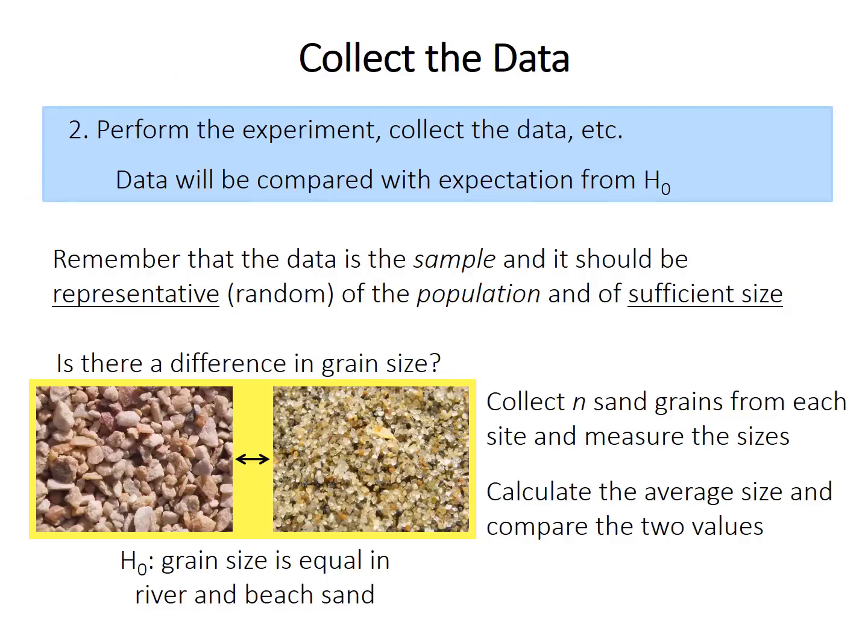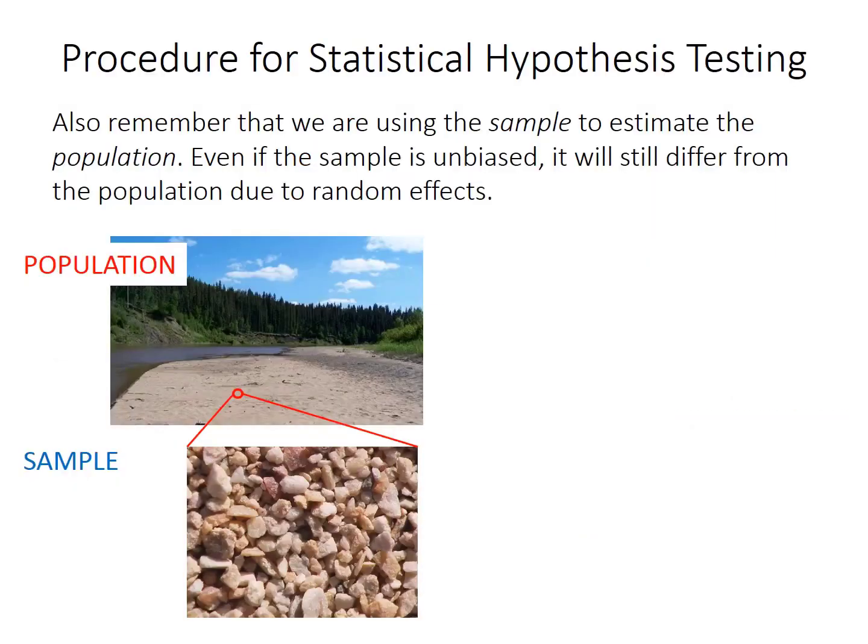We'll pick up from the point where you've chosen your null hypothesis and you've collected the data to test that hypothesis. So imagine the case where we want to know if there's a difference in grain size between two samples of sand, the example I've used in the previous videos as well. Well, we collect two samples of sand grains and measure them, and then calculate the average size, the mean size, and compare the two. So remember that we're using the sample to estimate the population. Even if your samples are unbiased, meaning they're not deliberately higher or lower than the population, you'd still expect two samples to differ from each other to some degree just because they're randomly drawn from the population.